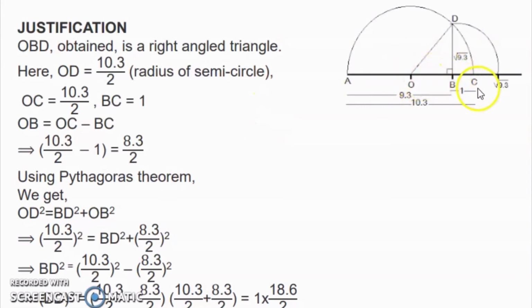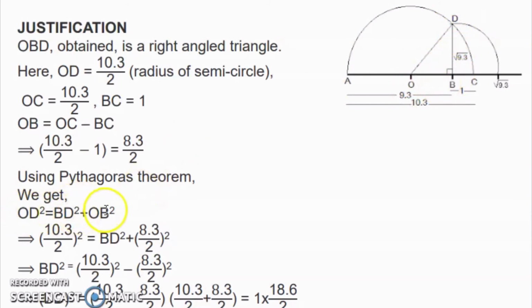So OC is 10.3 by 2 and BC is 1. So OB can be written as OC minus BC. So that is 10.3 by 2 minus 1, which will give me 8.3 by 2. So now I have OD and I have OB. I need to find what BD is.